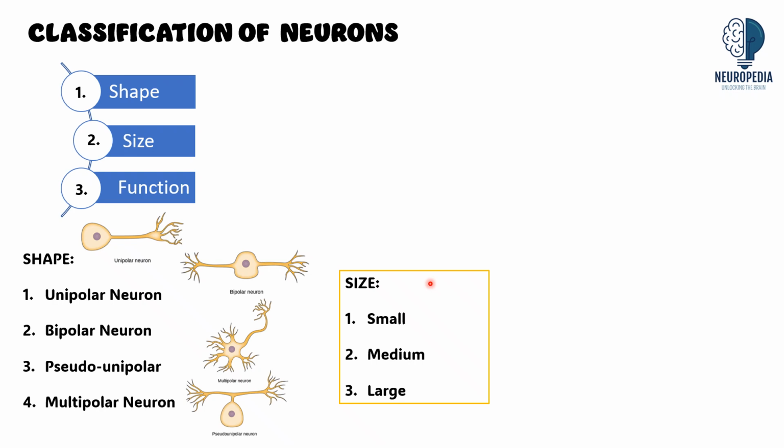Neurons are also classified on the basis of their size. So neurons can be small, medium or large. So we can say neurons can be in a variety of shapes and sizes, and the larger neurons are more complex, they cover greater distance, and they convey information more rapidly than smaller neurons.